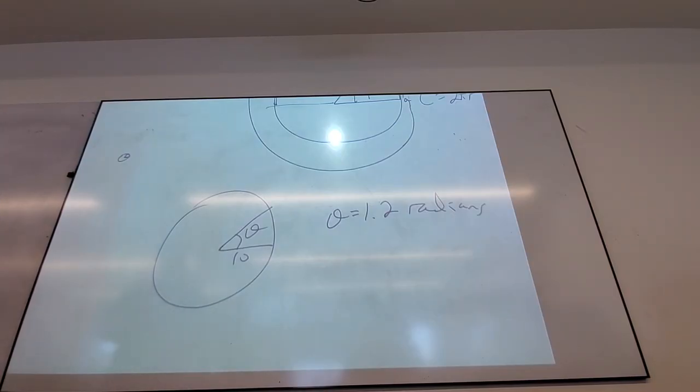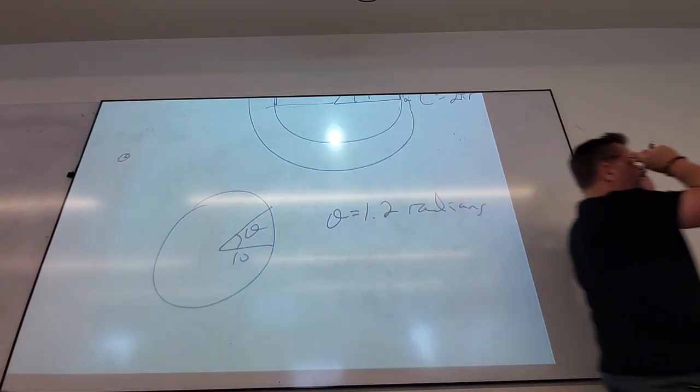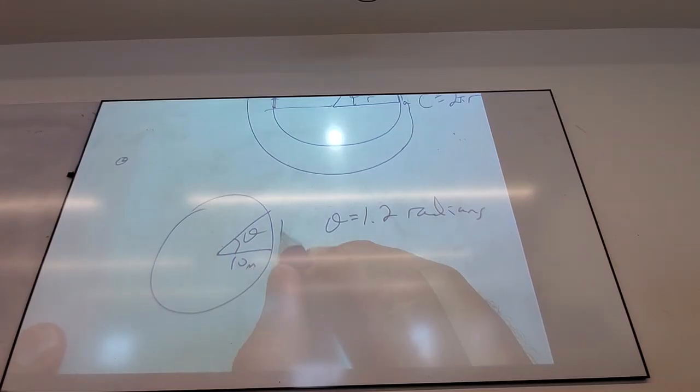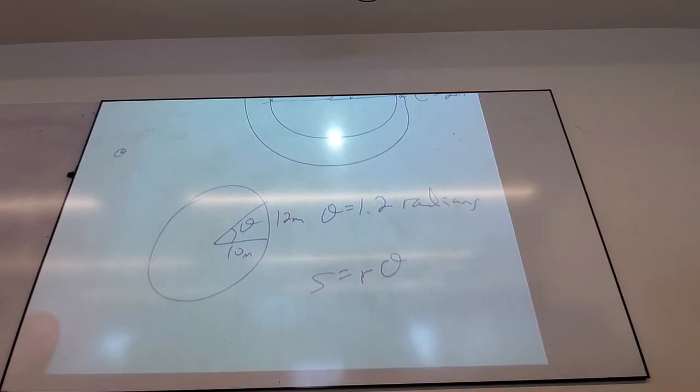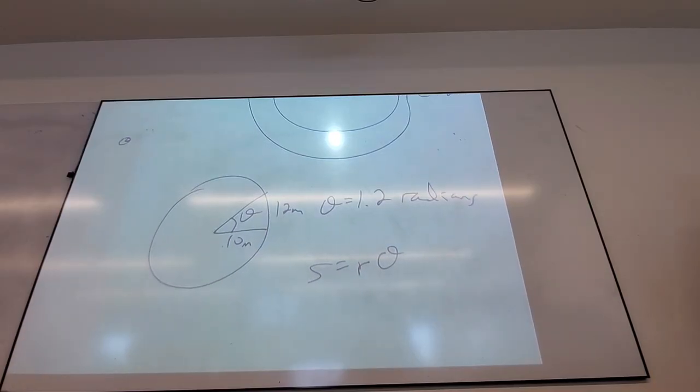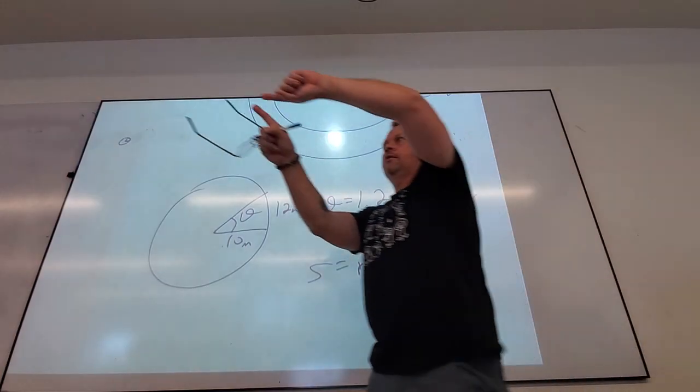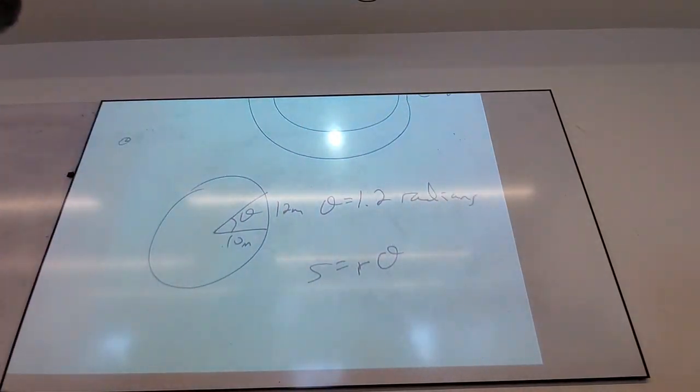Radiuses. How long is each radius? 10. So how far did I actually go? 12. 1.2 times 10. I went 1.2 radiuses, and how long is each one? 10. So I went 12. Let's give it units, meters. So this would be 12 meters. So what did we just do? Didn't we just do the radius length times theta to get the arc length? There, that's the formula. S equals r theta. That is the formula for how far on the circle you go, given an angle in radians and a radius measure.